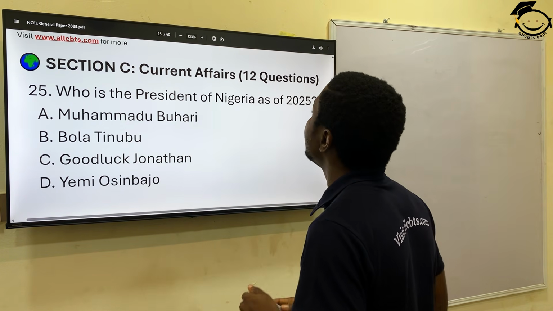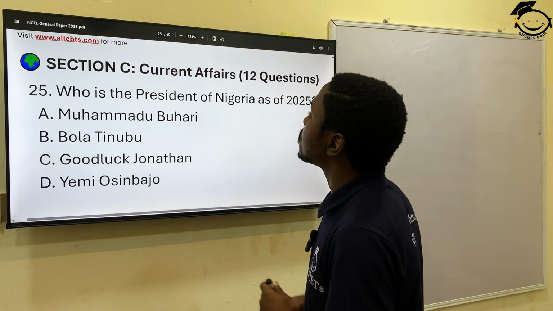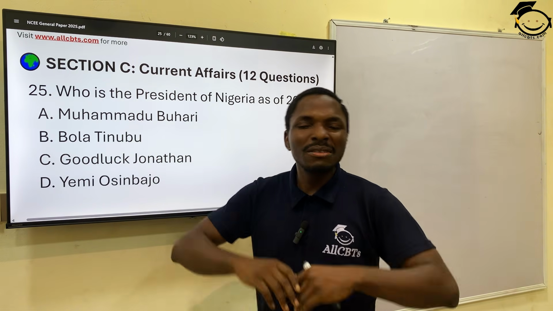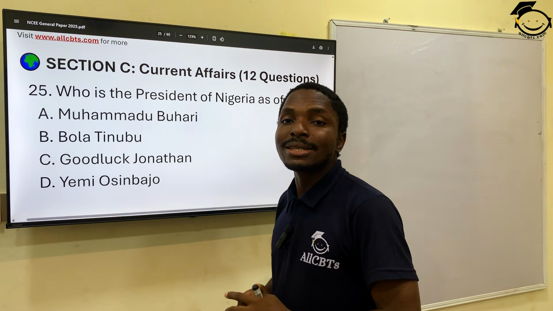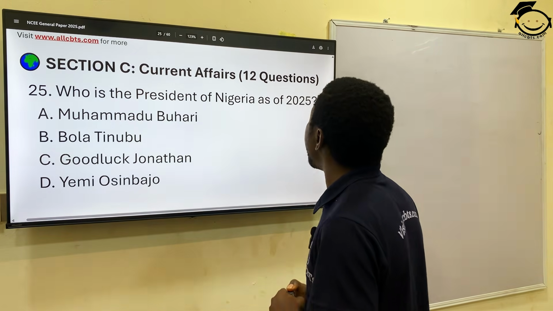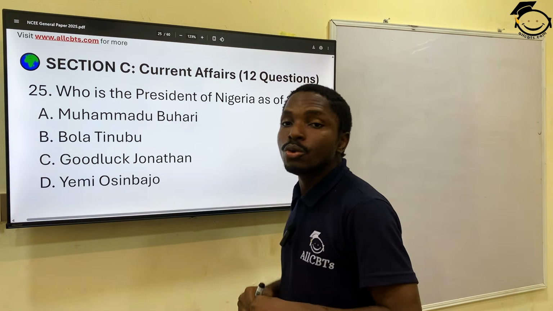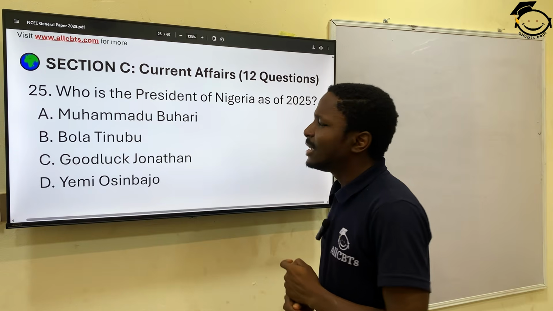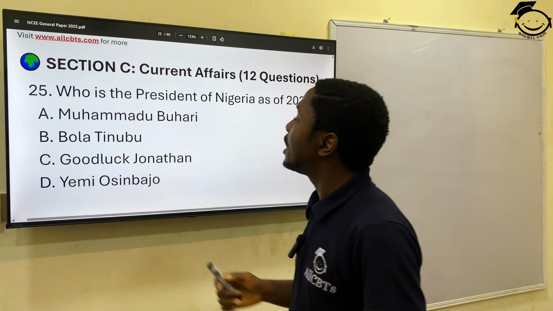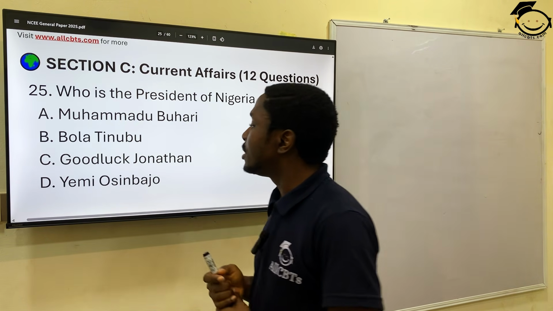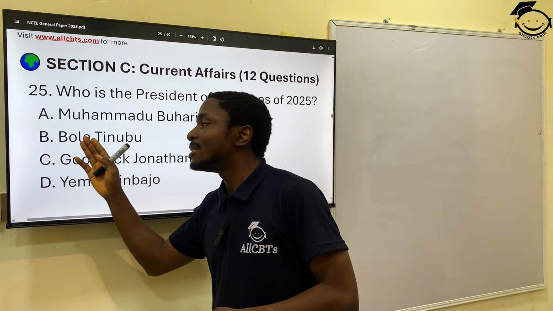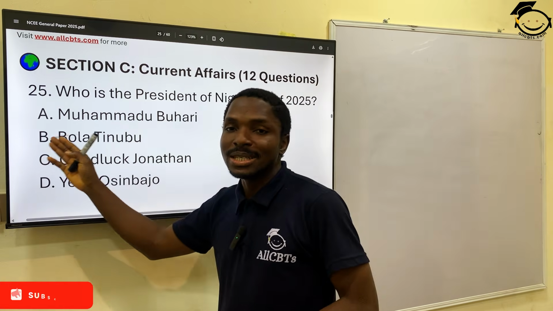We're now in section C, which is current affairs. We have 12 questions. Current affairs is simply occurrences in our local space or even in the world that you should be able to answer as a pupil. Who is the president of Nigeria as of this year, 2025? Who is our president? You should know that, right? And the correct answer, we have A. Muhammadu Buhari, B. Bola Tinubu, C. Goodluck Jonathan, and D. Yemi Osinbajo. The correct answer will be President Bola Ahmed Tinubu, which is B.